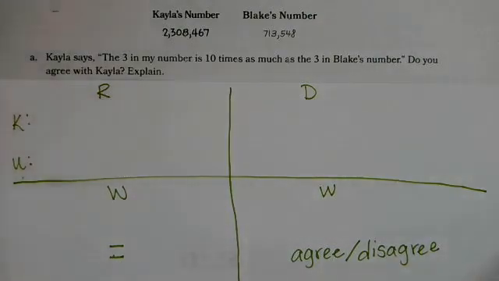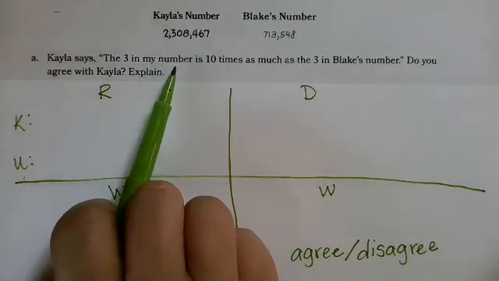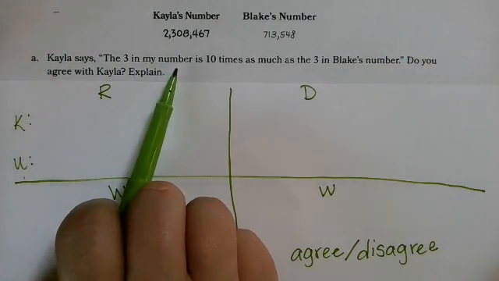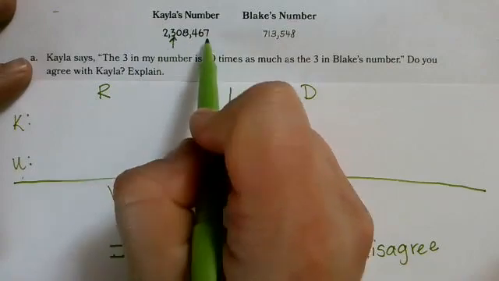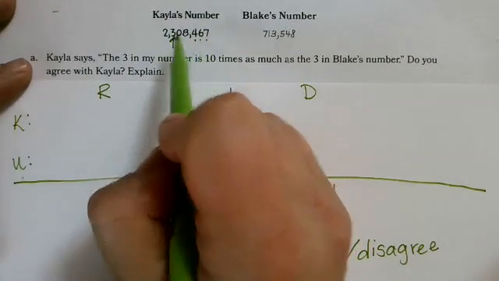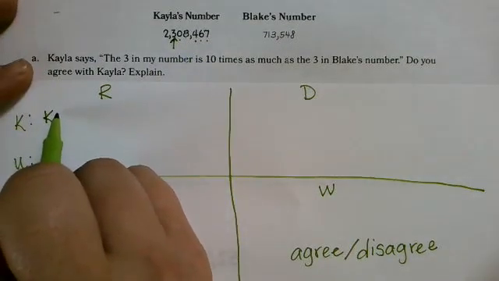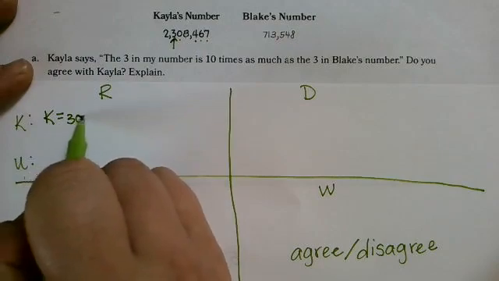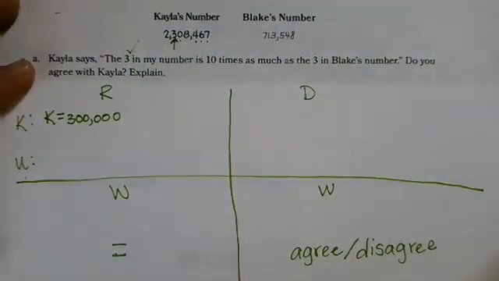question. Okay, Kayla says the 3 in my number. I just stopped because I got to some mathematical information. Well, what is the 3 in her number? Here's Kayla's number, and here's the 3. So the 3 in Kayla's number really represents ones, tens, hundreds, thousands, 10,000s, 100,000. So Kayla's 3 is really 300,000. So that was my first piece of mathematical information.